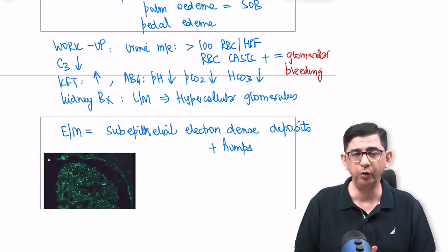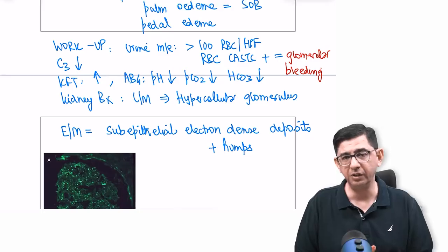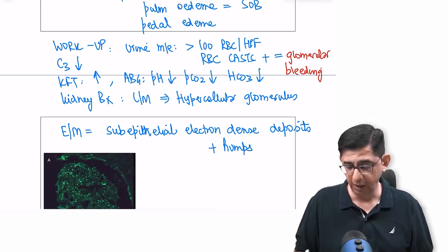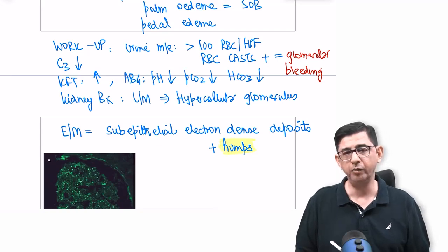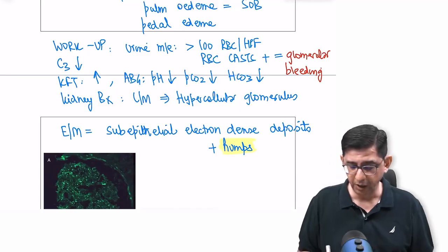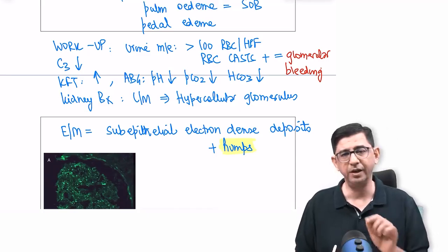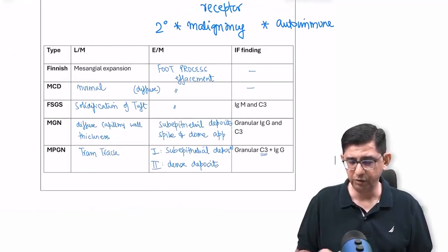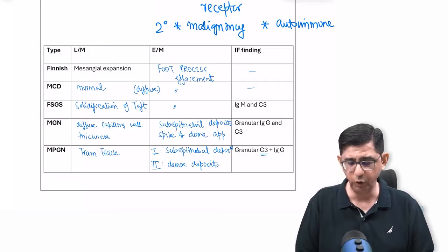Now, when you will evaluate the electron microscopy of this patient, he will say that there is subepithelial electron dense deposits with humps. Mark my words there. Earlier, I was focusing on the word spike and dome pattern for MGN, but at the moment, I'm talking about the humps which are present here. So I'll just deviate for a second and go up to highlight that slide, lest you forget it. That was subepithelial deposits with spike and dome appearance.